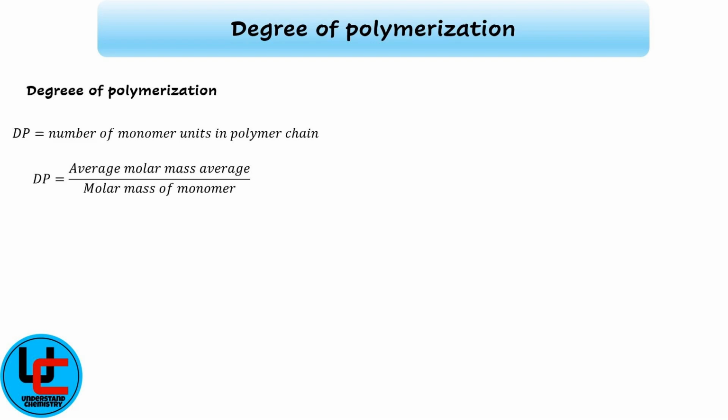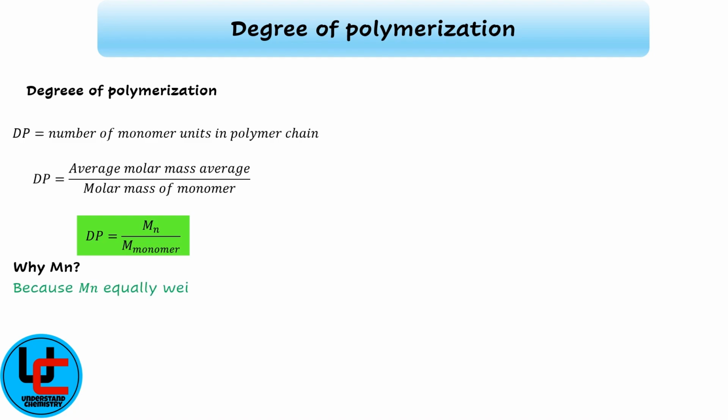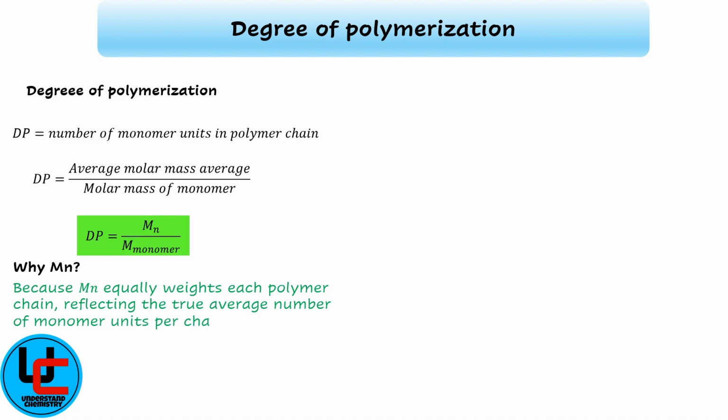As we know, there are several statistically defined molar mass averages for the polymer. Then, which molar mass average should we use to calculate degree of polymerization? The answer is simply the number average molar mass. Mathematically, degree of polymerization is equal to Mn over mass of monomer. Now the question is why Mn is used for calculation of degree of polymerization. This is because number average molar mass equally weights each polymer chain, reflecting the true average number of monomer units per chain.